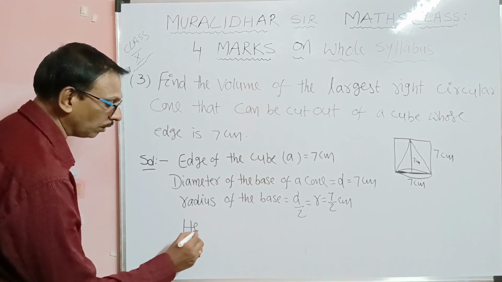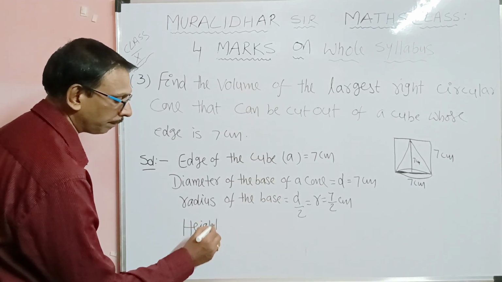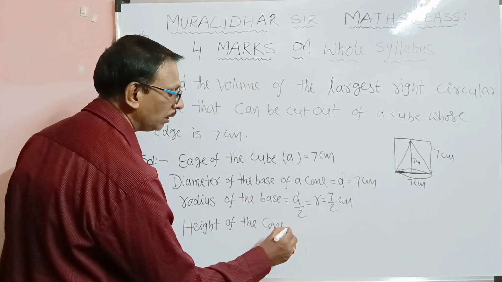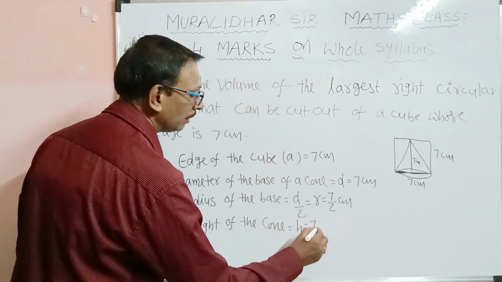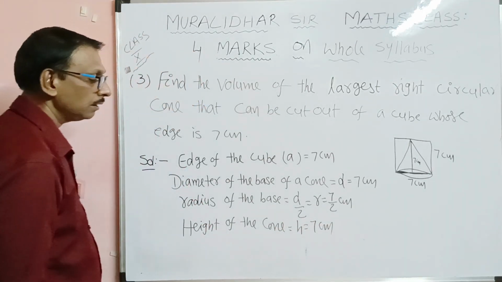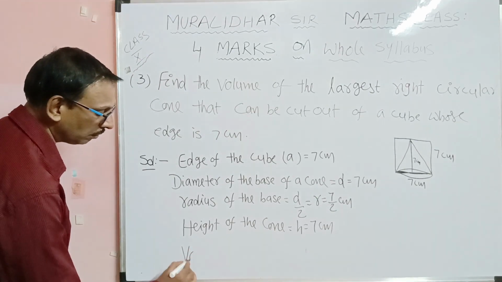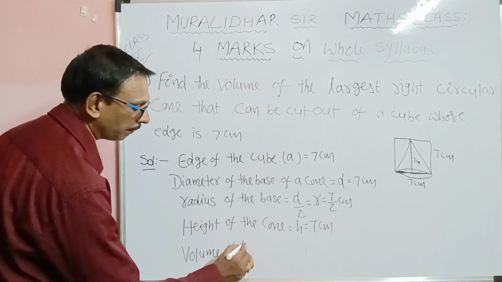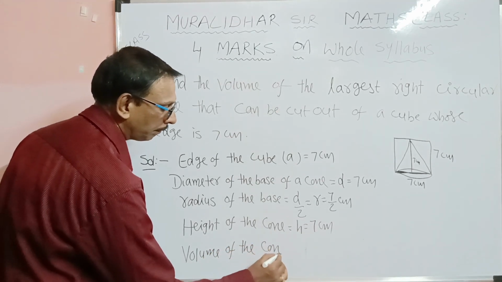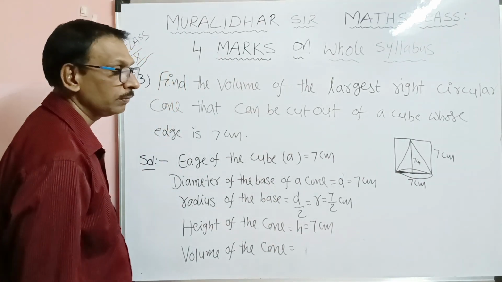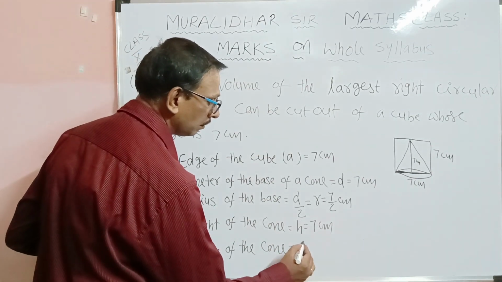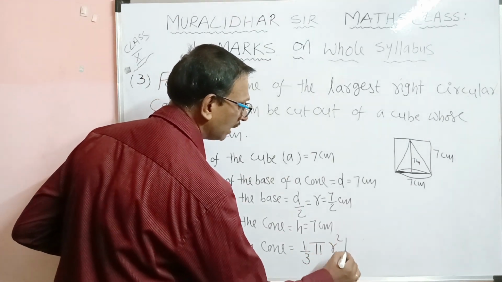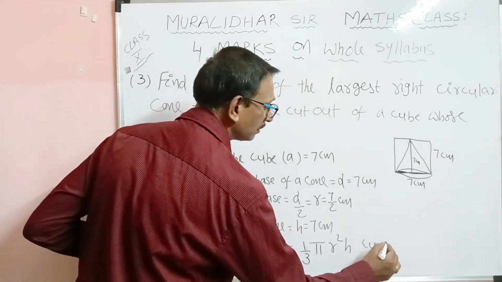Height of the cone h is equal to 7 centimeters. Now he asked to find out the volume. Volume of the cone is equal to, the formula is 1 by 3 pi r square h cubic units.